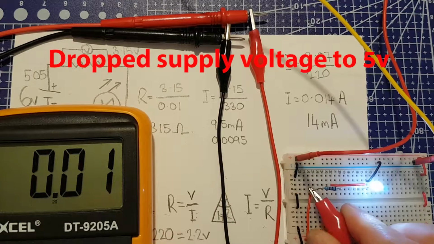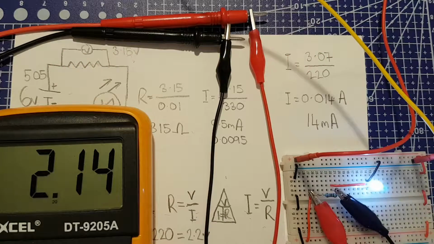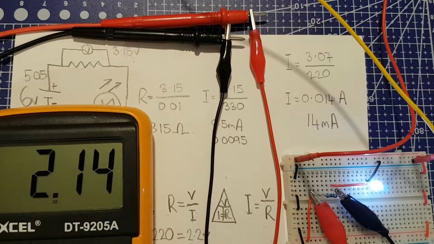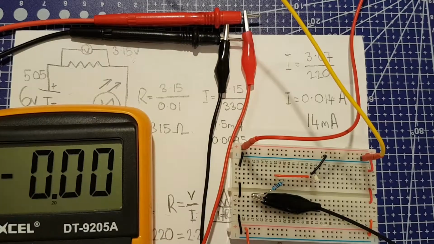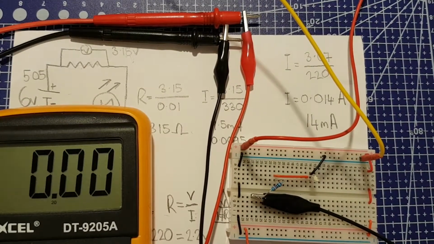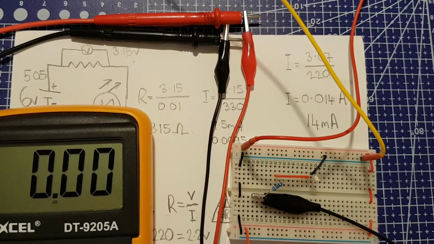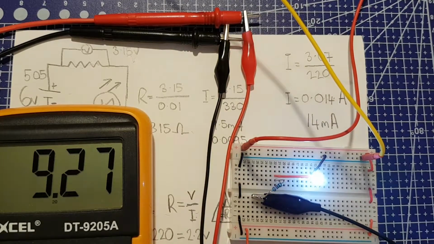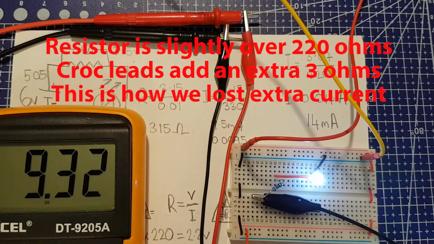Let's check that. 2.14. That's pretty close. Like I said, you're going to get a tiny bit of variation. 1, because of the breadboard, 2, because of the leads that we're using. And we're going to swap the multimeter over to current, and we are looking for 10 milliamps. Here we go. 9.3, so it is slightly off. Okay, so we're off by 0.7 milliamps, so 0.7 of a thousandth of an amp.